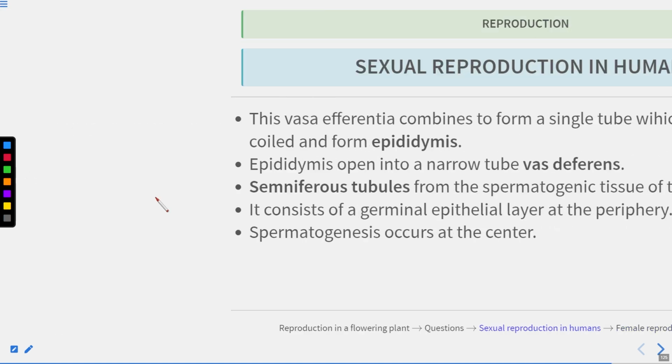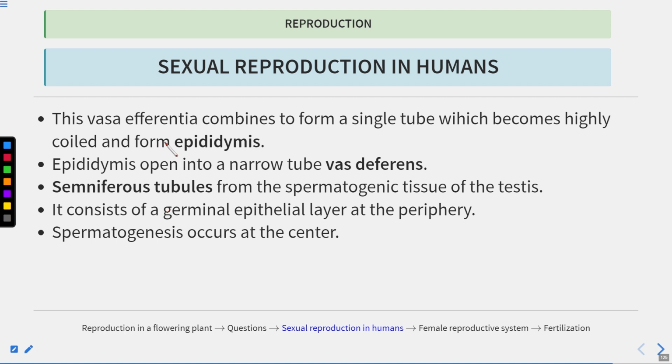Clear? And this vasa efferentia combines to form a single tube, which becomes highly coiled and forms the epididymis, which we have already studied. Now, the epididymis opens into a narrow tube known as the vasa deferens, or vas deferens.